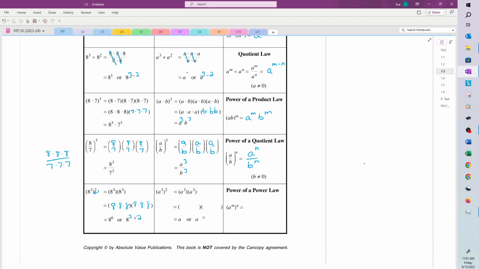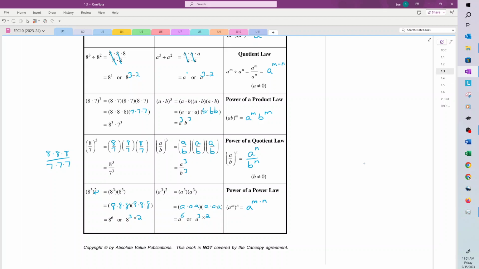We can do this with variables as well. So a cubed all squared is a cubed times a cubed, which is a times a times a times a times a times a. So if we count that up, we can see we've got a to the 6, which we get from 3 times 2. Okay? And so the rule is a to the m, all to the n, becomes a to the m times n.